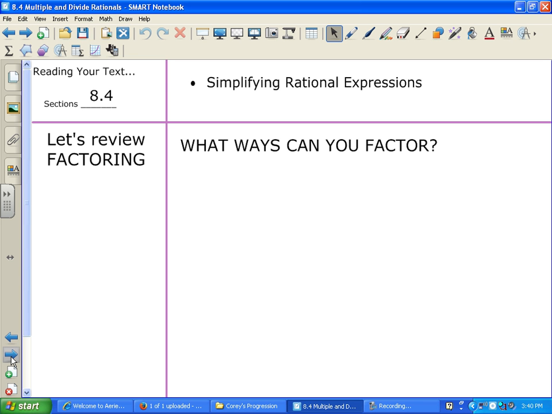Review of factoring: what ways can you factor? Hopefully when I say the word factor, you don't think it's a dirty word. Hopefully you think it's something you can do, and do pretty well. We factor trinomials using our diamond problem. We factor the difference of squares. We factor by grouping.